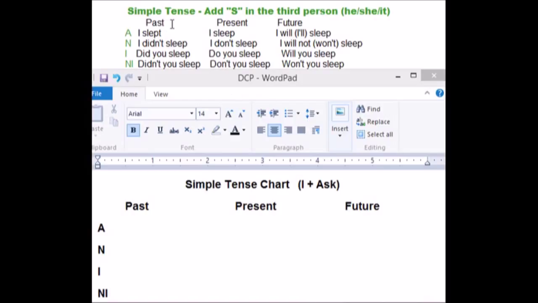We're starting with the simple tense conversation chart. In the past, present, and future tense, we have an example up here at the top underneath the green lettering. Down here in the black lettering, we have a new chart. As I do the new chart, you can look at the chart with the green lettering to help you answer the questions or fill out the black letter chart. In the green letter chart, we did I plus sleep. And in the black letter chart, we're doing I plus ask.